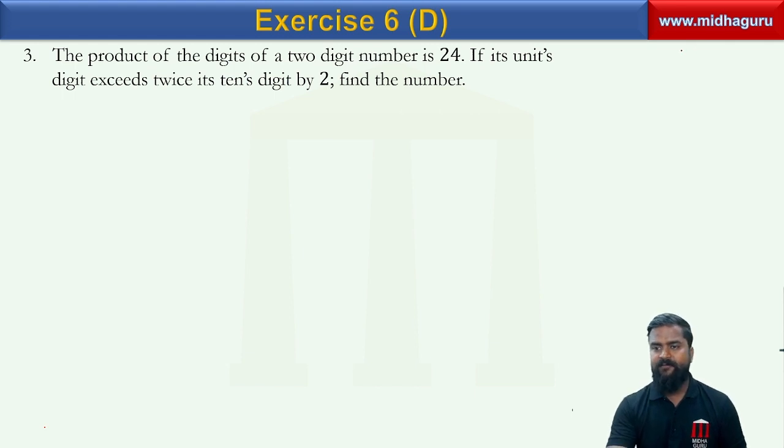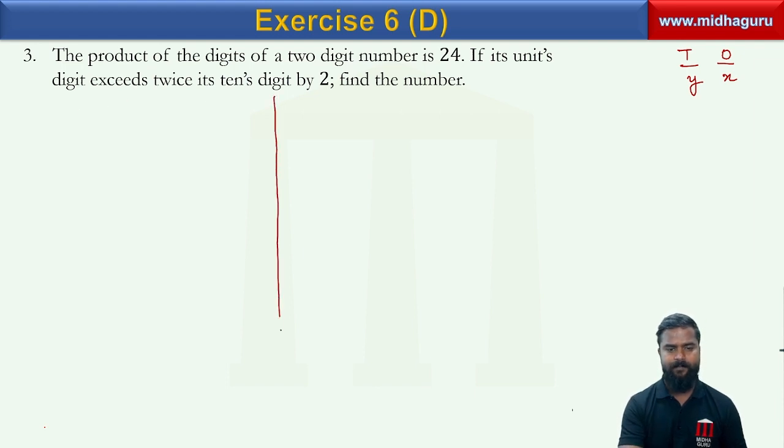So let us say we have a number such that the number in the ones place is x and the number in the tens place is y. It says that the product of these two numbers is 24, which means, according to the question, x into y is equal to 24, which means y is 24 by x.